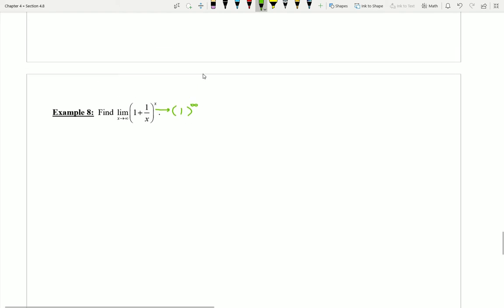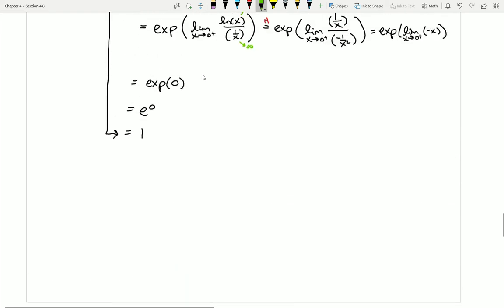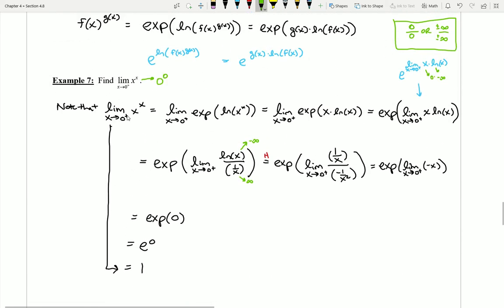So we're going to need to take the same sort of approach that we did back on example 7, which is to start with our limit and apply an e to the power of a natural log to make use of the natural log properties and be able to pull that power down.